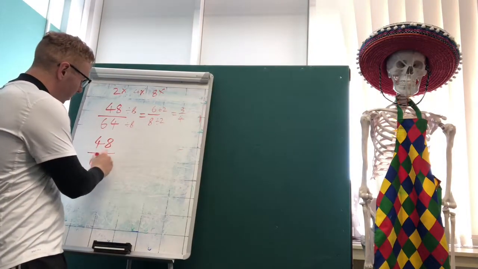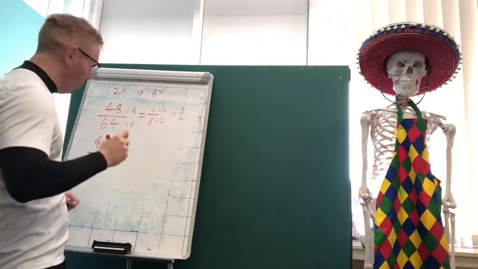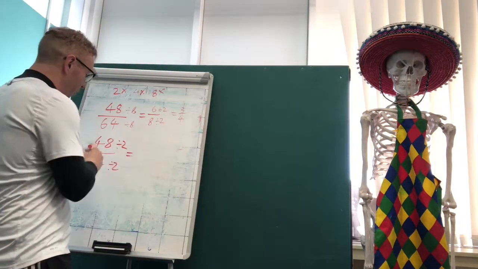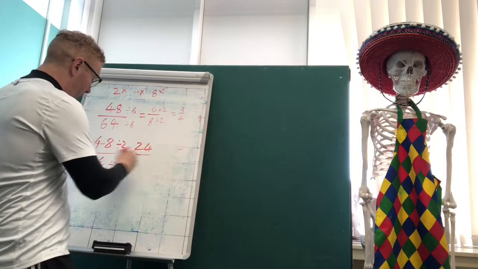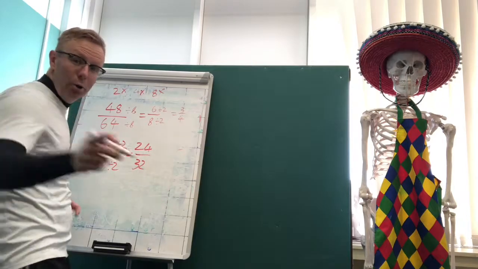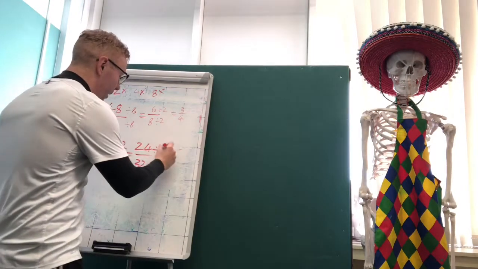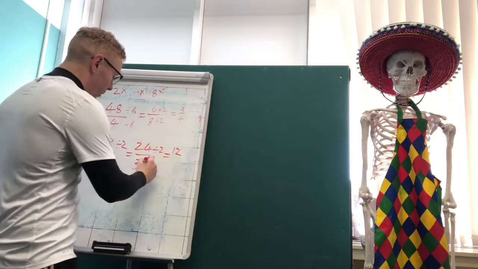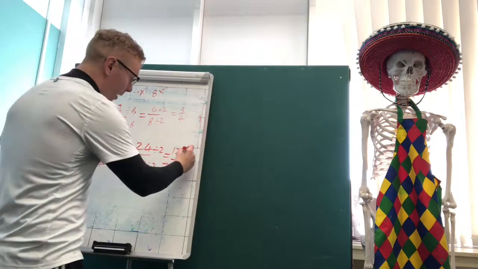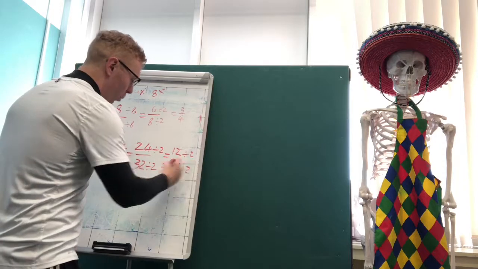48 over 64. Now I'm going to divide this by 2, the whole way this time. So 48 divided by 2 is 24 on the top, and 64 divided by 2 is 32. I'm going to divide it by 2 again. 24 divided by 2 is 12. 32 divided by 2 is 16. I can still divide that by 2 again. Getting tired here. I'm going to take a new line.